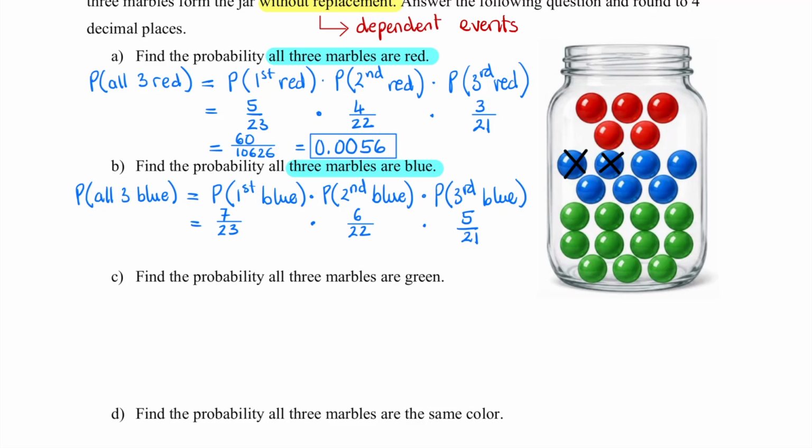Now let's multiply them. And I get 210 over 10,626. And the question is asking for 4 decimal places. So I take 210 divided by 10,626 and I get 0.0198.